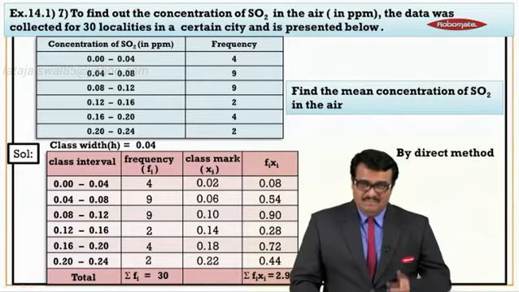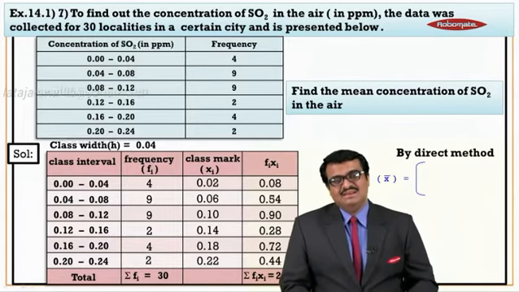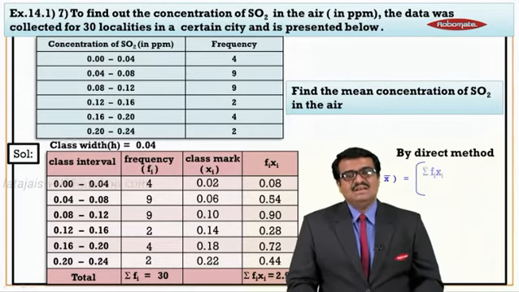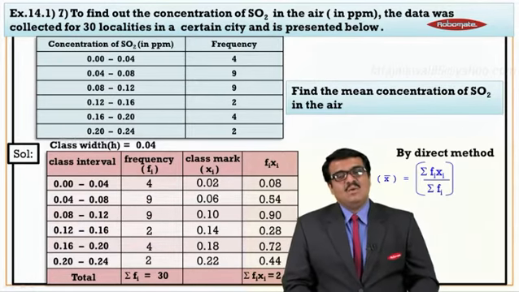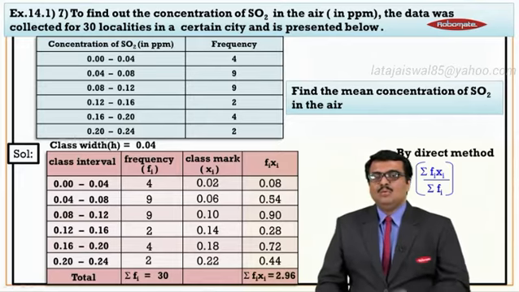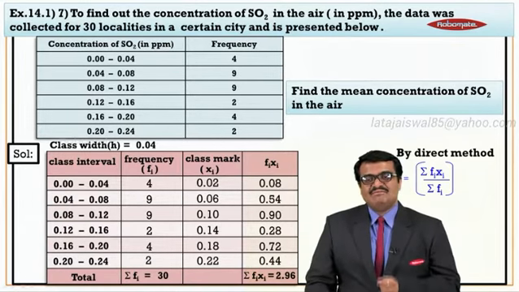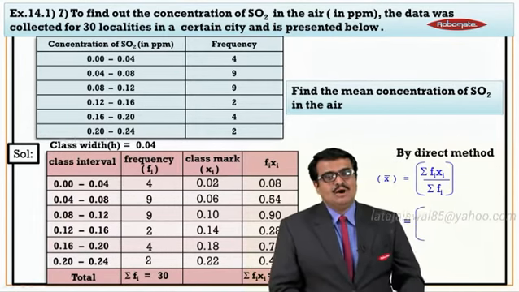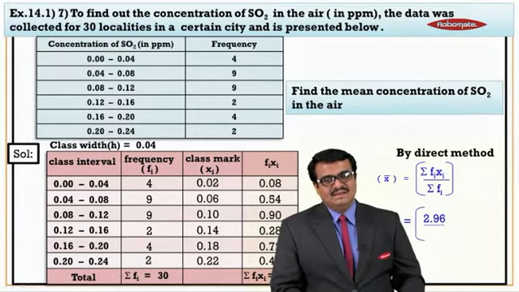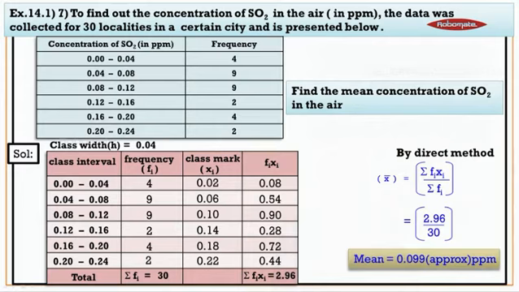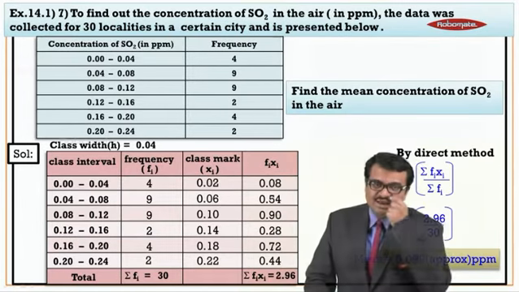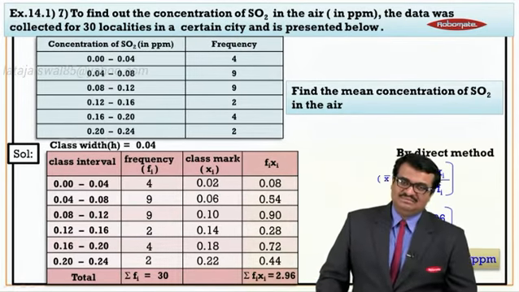After finding these two sums, let us calculate the value of mean, and we all know the mean formula. Mean by direct method, x bar is equal to sum of Fi Xi upon sum of Fi. What is sum of Fi Xi? 2.96. And what is sum of Fi? 30. So it will be 2.96 upon 30. And if you calculate that, you will get the value of mean as 0.099 approx, and the unit is ppm. The unit is nothing but the units given in the classes. So we will write ppm.